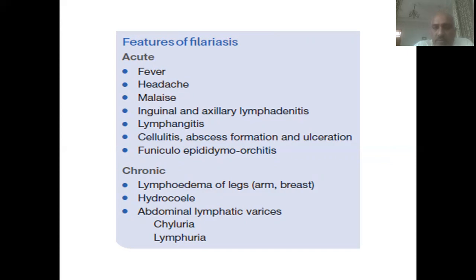In chronic cases, they will present with all these symptoms of fever, and along with it, there's acute and chronic. So lymphedema will be there, hydrocele, and different lymphadenopathy will be there. How will you diagnose? You will diagnose with the complement fixation test and microfilaria in the blood.